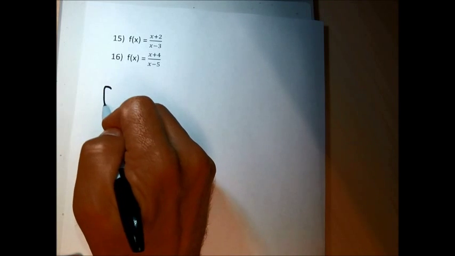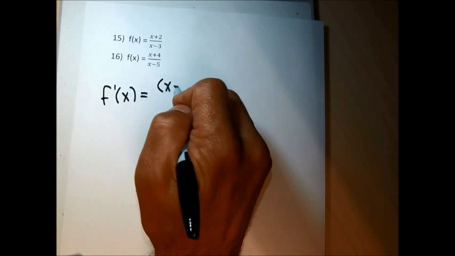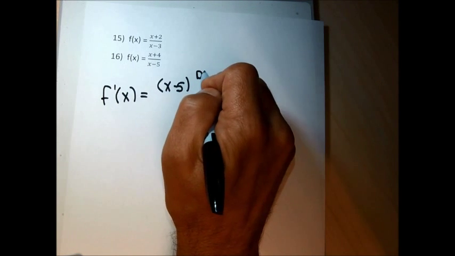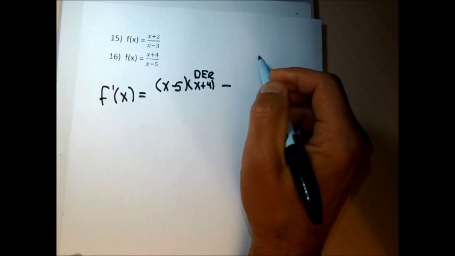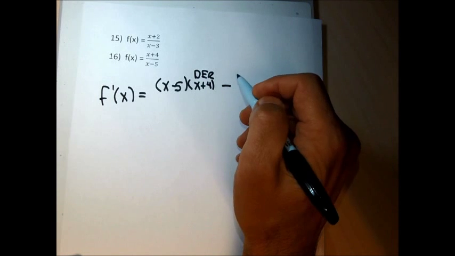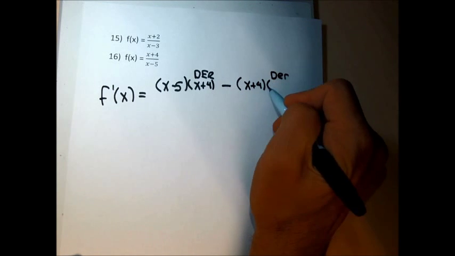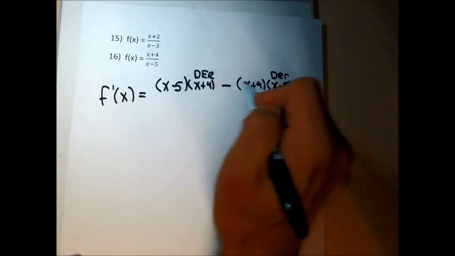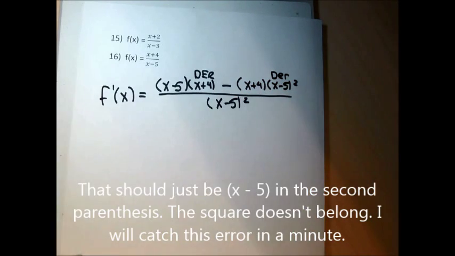So, fractions, much less pleasant. I need to do the derivative for 16. F prime of x is going to be the denominator, x minus 5, times the derivative of the numerator, which is the derivative of x plus 4, minus the numerator, which is x plus 4, times the derivative of the denominator, which is x minus 5, all over the denominator squared. That's an unsimplified form of the derivative. I should definitely simplify that quite a bit.